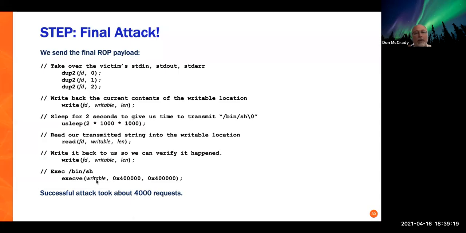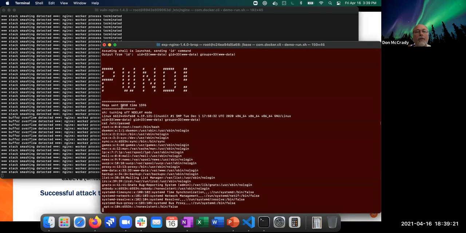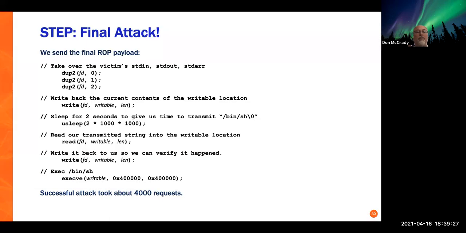Sorry, that took 3,858 requests. On average, I've done this demo lots of times. It takes about 4,000 requests to successfully attack using Blind ROP. And again, using a blindish approach, you can maybe optimize that, maybe shave off 1,000. But it just depends on how lucky you are.